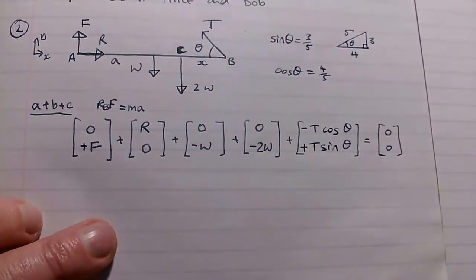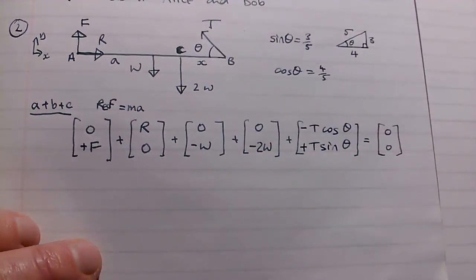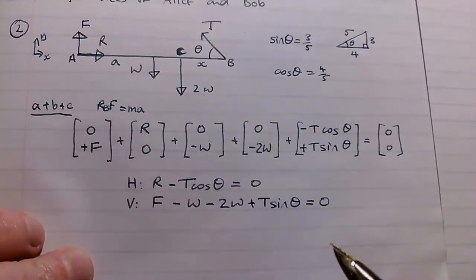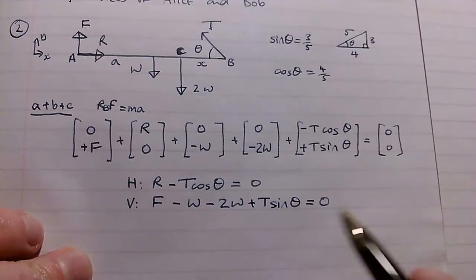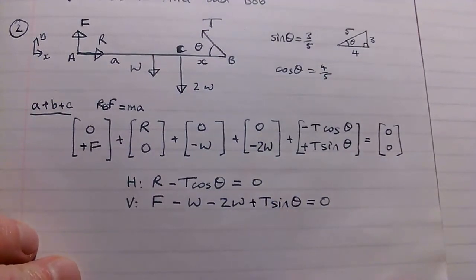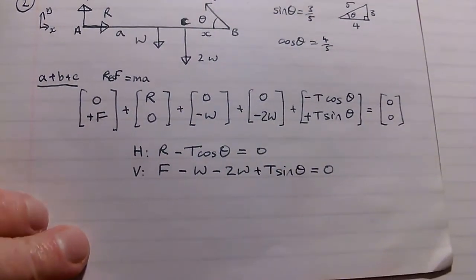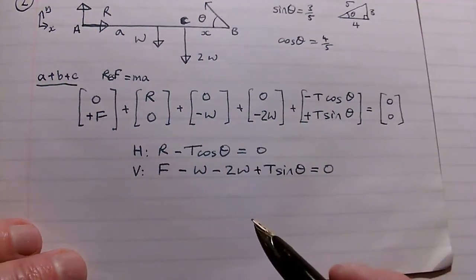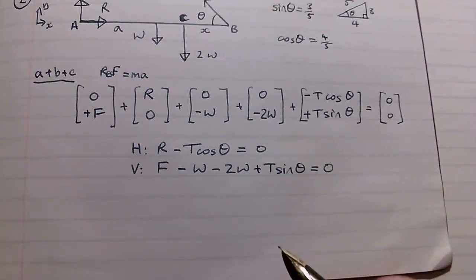So I've got a horizontal and a vertical equation. If you like writing them out separately, this is what they look like. But whether you write them in vector form or as two separate equations, you should by now have earned 4 marks. Okay, method mark for each equation and an accuracy mark for having it spot on.